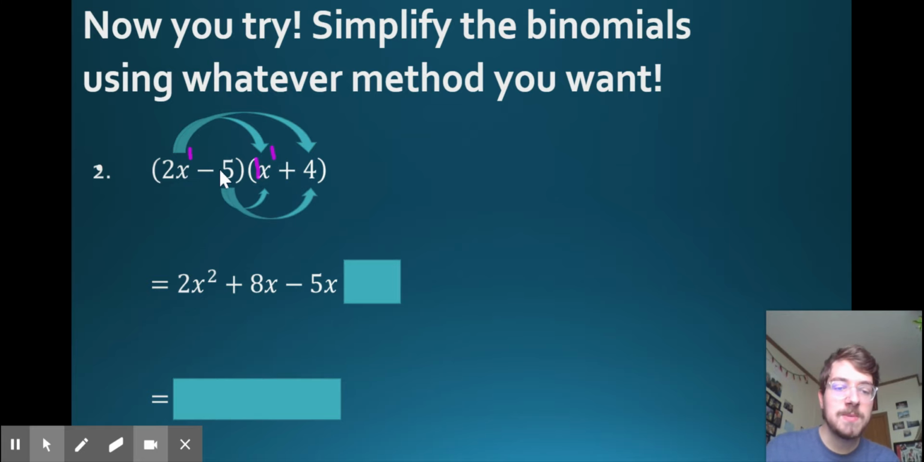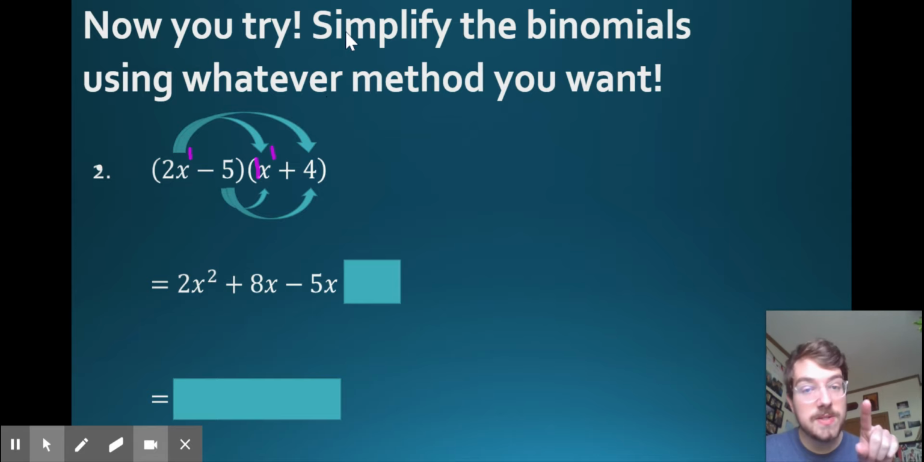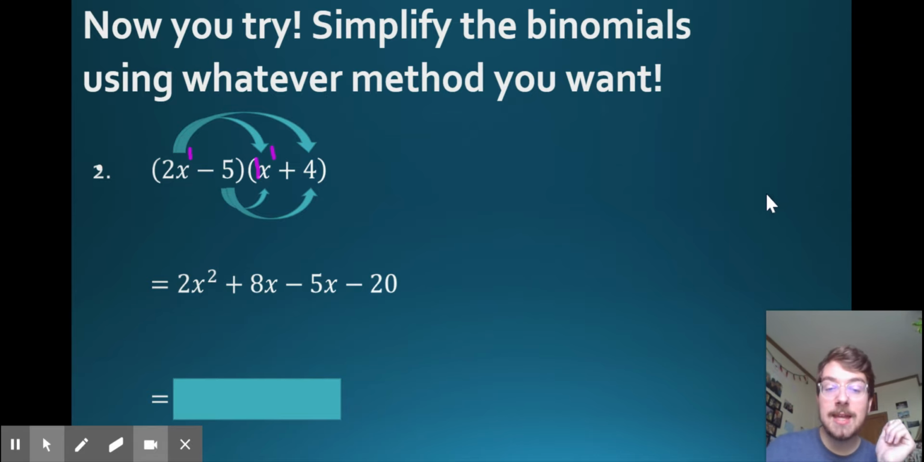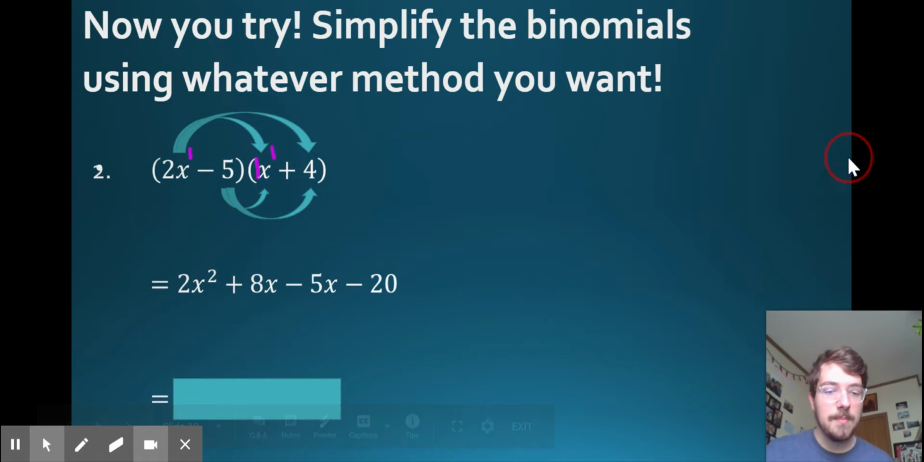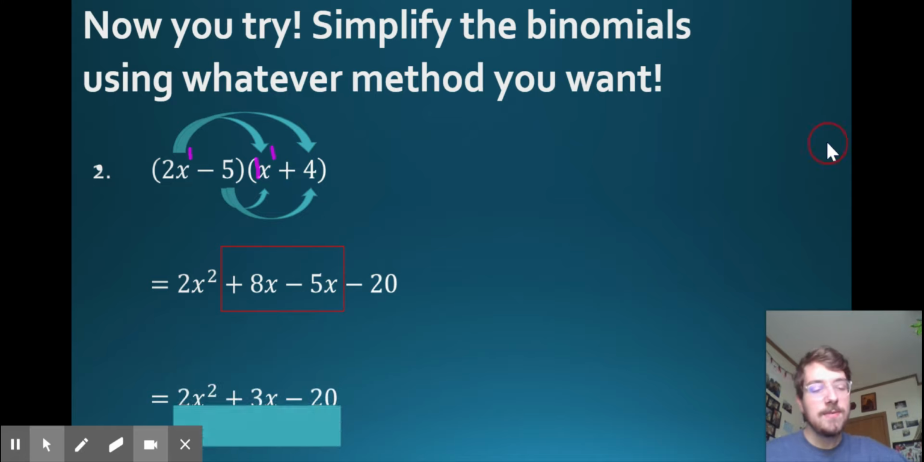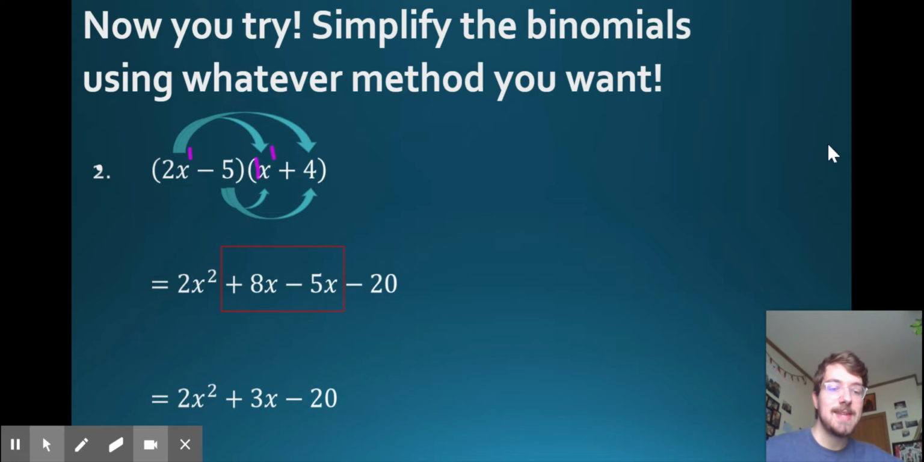And last step, I'm doing negative 5 times a positive 4. Calculators are our best friends. It should be negative 20, so you'll have minus 20 in your polynomial. But of course, last step, I've got to combine those like terms, so I'm going to have 8x minus 5x in the middle, so it should just be 8 minus 5. You'll have 3x in the middle instead, but you'll keep those two terms on the outside as usual.